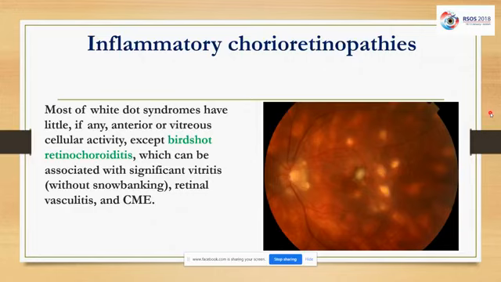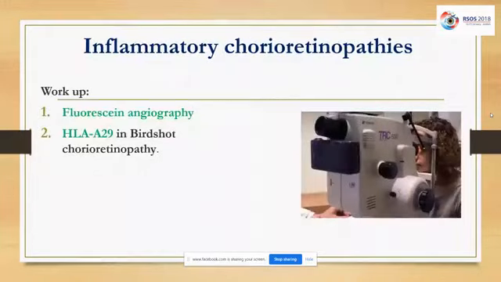Most of white dot syndrome have little, if any, anterior vitreous cellular activity except birdshot retinochoroiditis, which can be associated with significant vitritis without snow banking, retinal vasculitis, and cystoid macular edema. The workup of those patients with inflammatory chorioretinopathies should involve fluorescein angiography and mainly HLA-A29 in those patients with suspected birdshot chorioretinopathy.